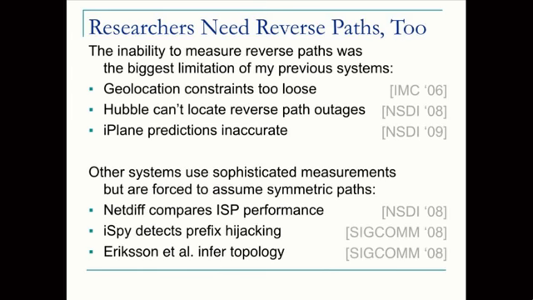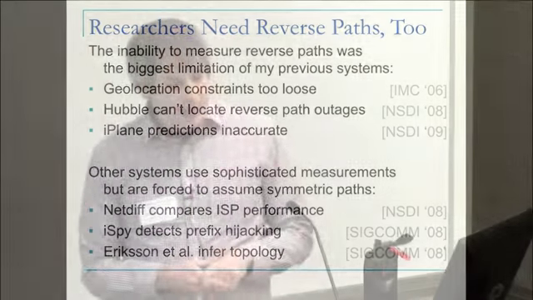In fact, this is a problem for more than just Google. In the past, we've built systems for geolocation, for monitoring internet outages, for predicting paths and internet performance. And all of these techniques take measurements as their input. But we could only see in one direction. And in each case, the biggest limitation that we had was the lack of reverse path information. It hurt their accuracy.